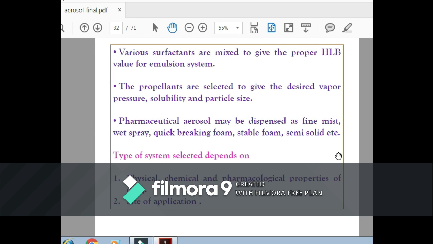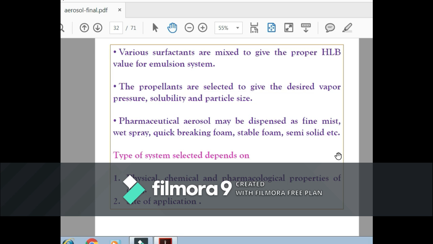Generally, various kinds of surfactants are used along with your active ingredients, and we have to match the HLB values with your propellant. Then the propellants are selected to give the desired vapor pressure, solubility as well as particle size. So depending on your requirement, suppose you want to apply it onto the skin, or you want to deliver your drug into the nasal cavity, depending on that, we have to select your propellant.